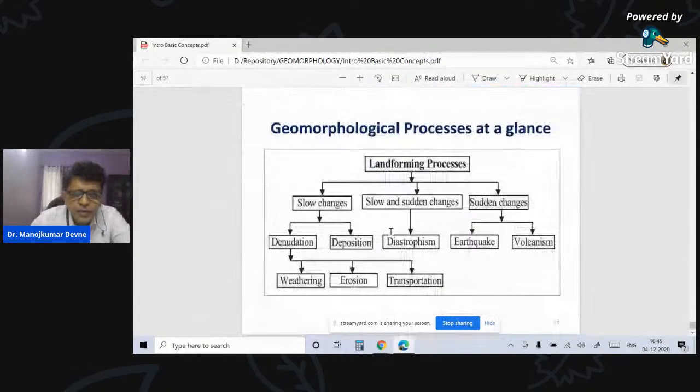And this is the final diagram: the geomorphic processes at a glance: landforming, slow, sudden changes, denudation, depositional, diastrophism, earthquake, volcanism, weathering, erosion, and transportation. So this is the whole story of geomorphology in a nutshell, I would say. We'll stop here and let us see if you have questions for me.